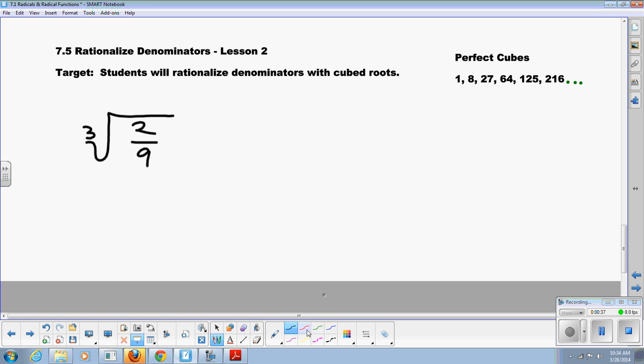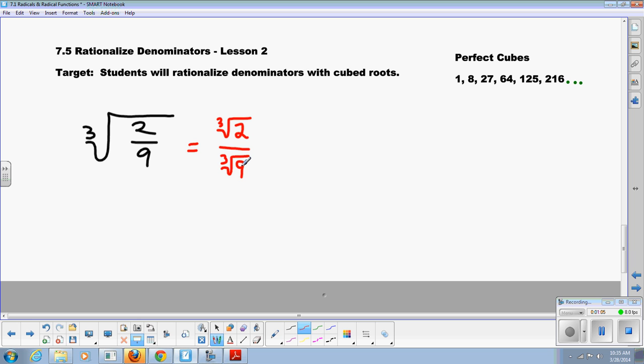Well, I start first by using my quotient rule, and I'm going to break this apart into the cube root of 2 over the cube root of 9. Now I want to rationalize my denominator. Broken apart, numerator and denominator separate, I'm going to look underneath here. I have the cube root of 9. In order to rationalize this, I have to have a perfect cube inside the radical sign to get rid of my radical as a denominator.